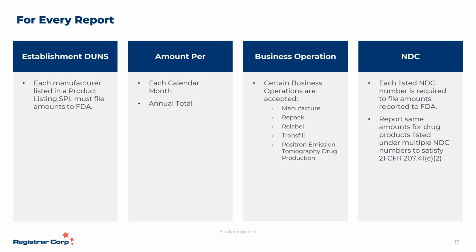Then, for FDA to identify the drug, the NDC number is required. Human drug products that are contract manufactured for a private label distributor are required to list under each company's label or code. Therefore, products can have multiple NDC numbers assigned to them. In those cases, FDA advises to report the same amounts, so that the quantities are the same for the product for the multiple NDC numbers.